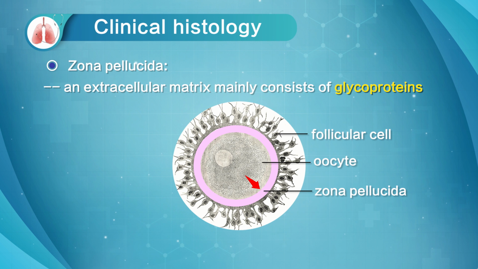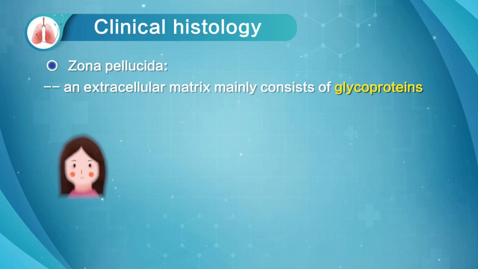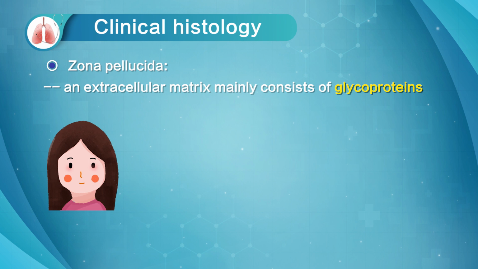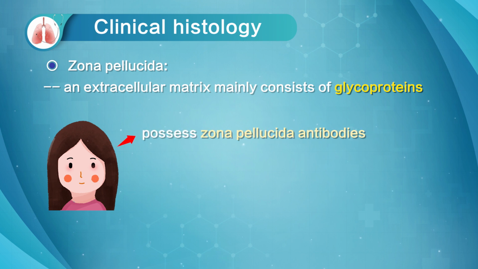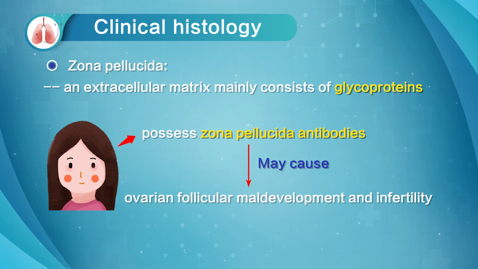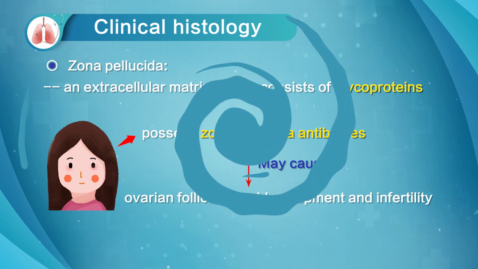The antigenic property of the newly expressed zona pellucida protein would affect the immune system if the glycoproteins come into contact with the immune cells by accident. In fact, some women with difficulty to conceive do possess zona pellucida antibodies. This is considered to be the possible reason for some abnormal ovarian follicular development and infertility.